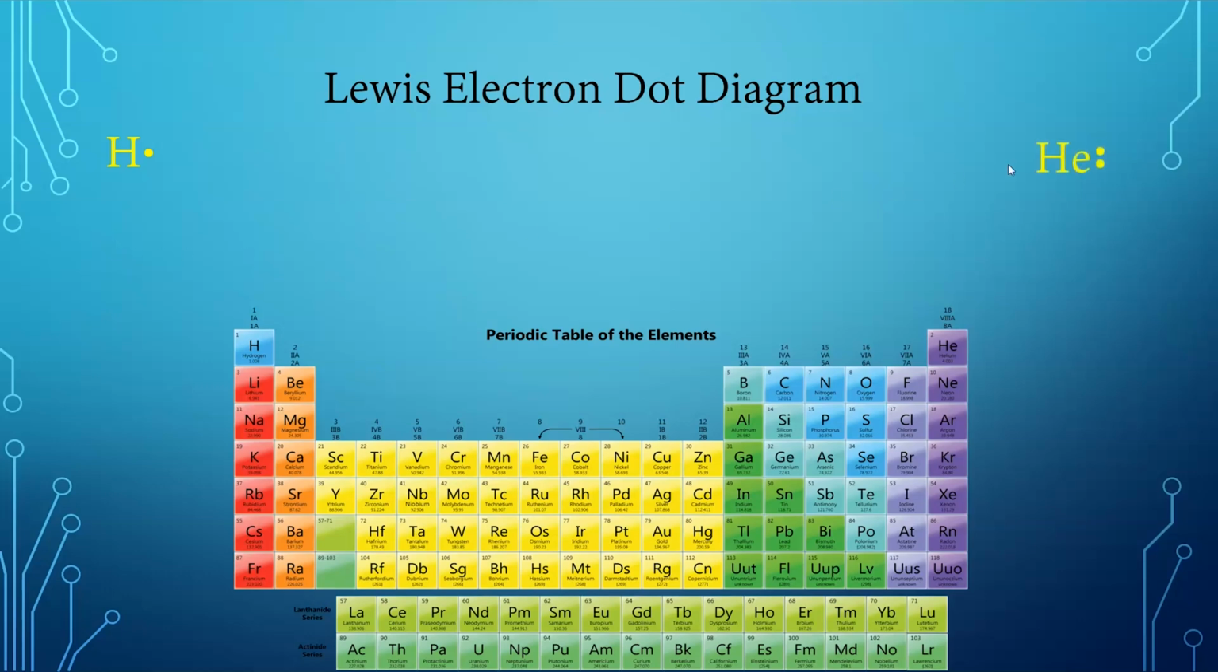If we go on to helium on the other side here, helium, although it's in group 8, of course we've already decided, it only has 2 electrons, so helium's electron dot diagram shows 2 dots.